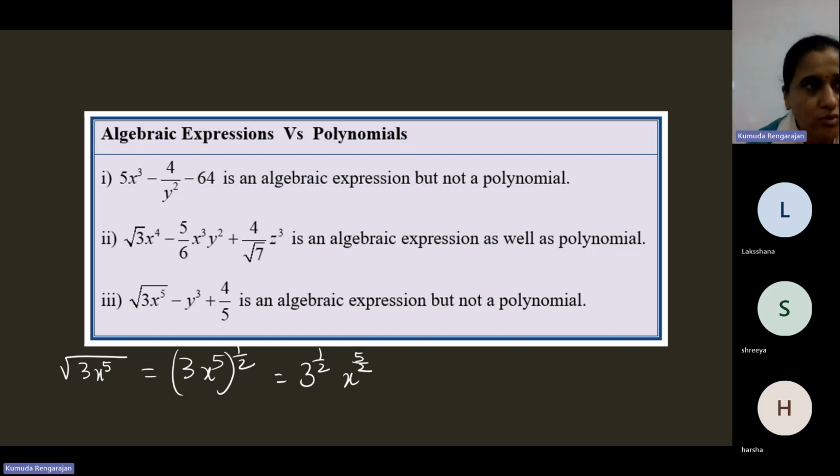The power 1/2 is applicable to 3 and x to the power 5, which are in the bracket. So it's 3 to the power 1/2 and multiply the powers 5 into 1/2, 5/2. So x is raised to the power 5/2. So what do you say about 5/2? Is it a whole number? No, it's not a whole number. It should be a whole number. No lenience there. 5/2 is not a whole number. So the expression in 3 is an algebraic expression, but not a polynomial.